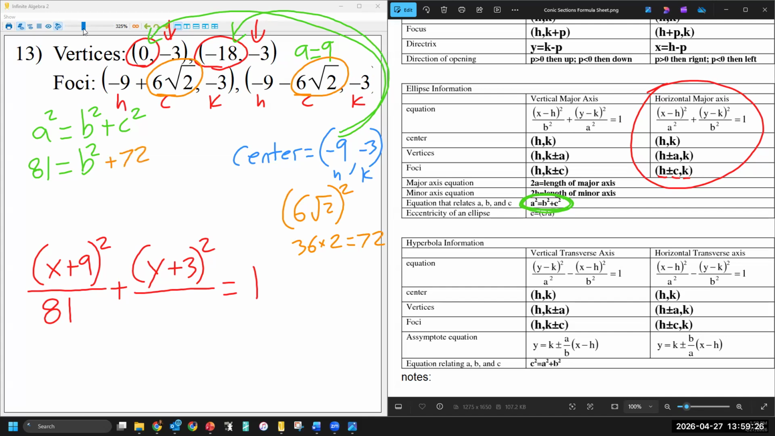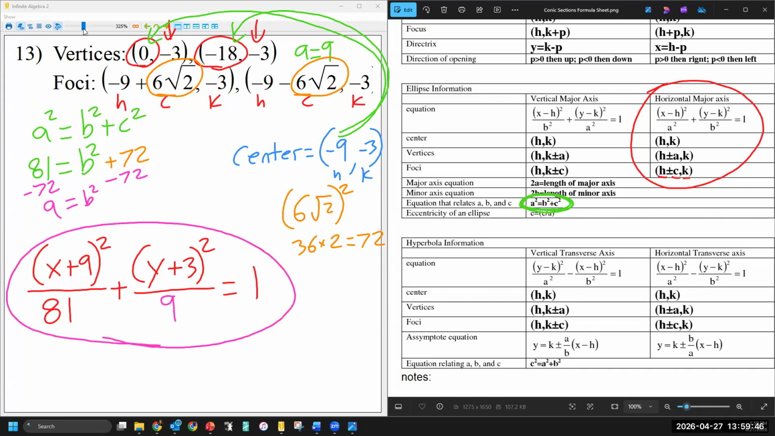Now I just need to solve that for b squared. Minus 72, and I'm getting b squared. b squared is, put that number there. Notice I'm not taking the square root to find out what b is because I don't care what b is. I wanted b squared. And there is my answer.